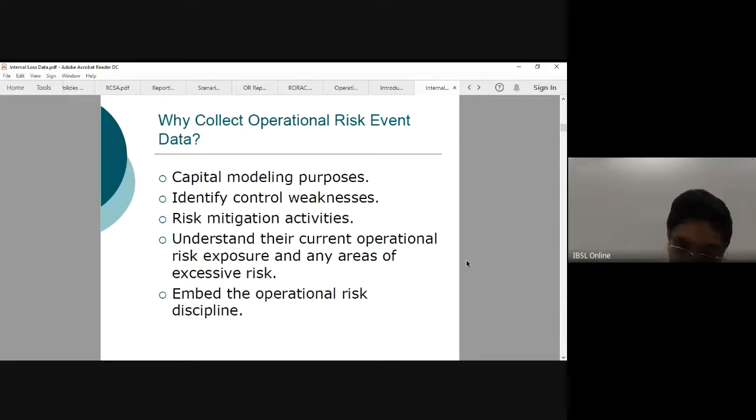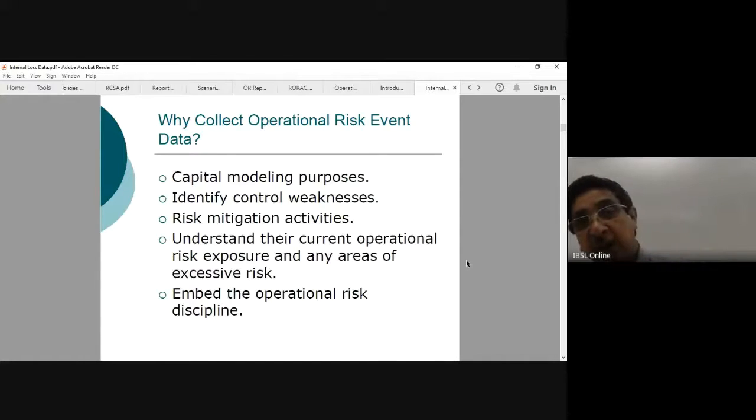Then, with regard to the operational loss events and the trend of these operational risk events, you should be in a position to devise a mitigation program. Then understand their current operational risk exposure and any areas of excessive risk. So that is why I told you earlier, in order to have an idea.